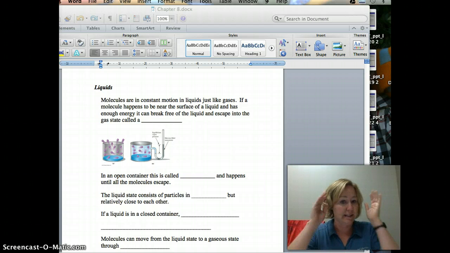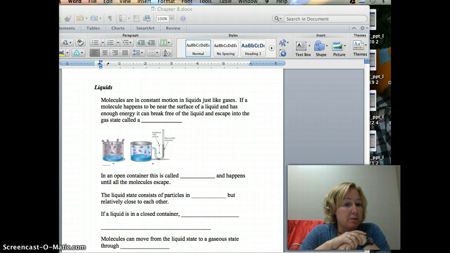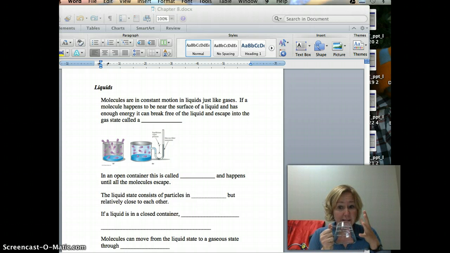Molecules are in constant motion in liquids, just like gases. If a molecule happens to be near the surface of a liquid and has enough energy, it can break free of the liquid and escape. My water molecules are escaping. Right now, that's actually what's happening.